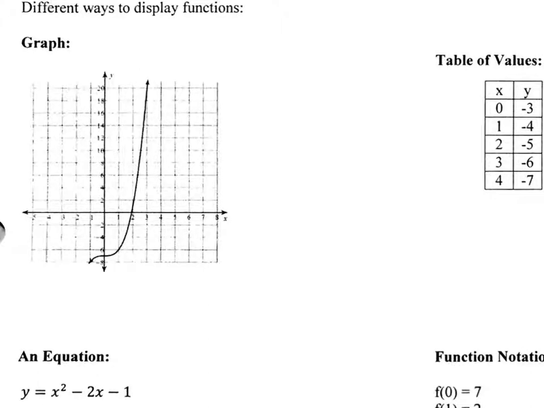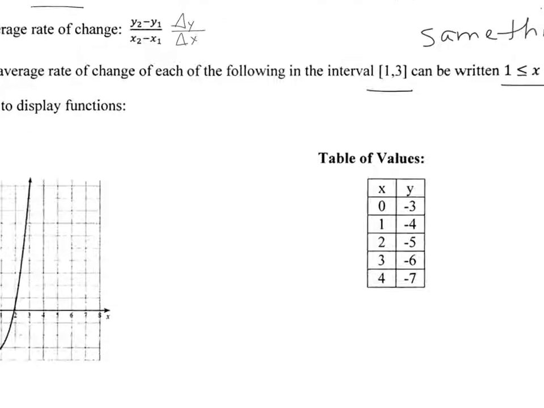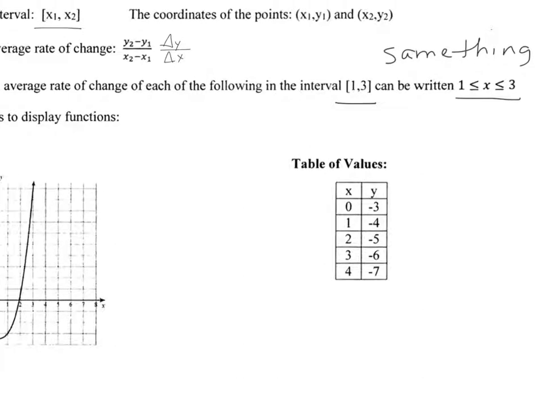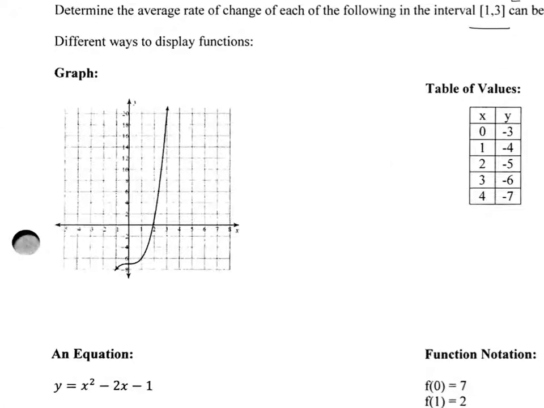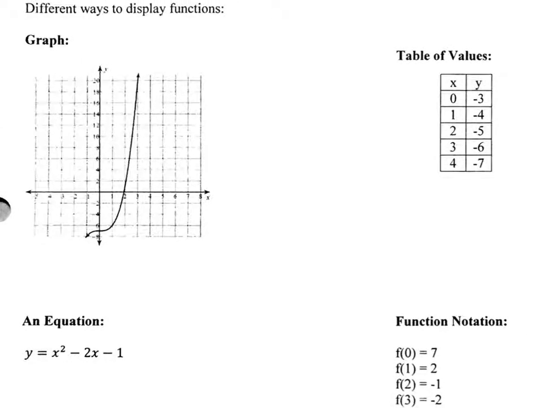All right, so since we're finding the average rate of change between 1 and 3, these are our x values. This is our x1 value, and this is our x2 value. So for each one of these, we're going to find 2 points, and 1 and 3 are the x values. So you simply have to find the y value that goes with it and plug it into the formula. We give you different ways to look at functions.